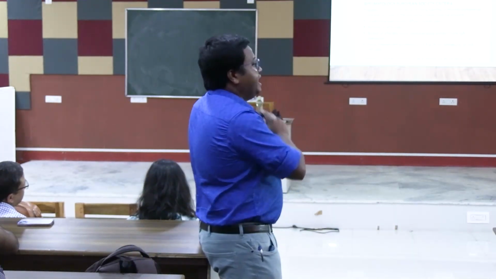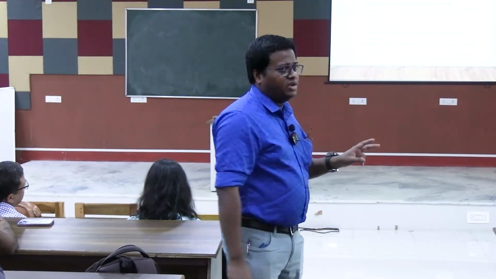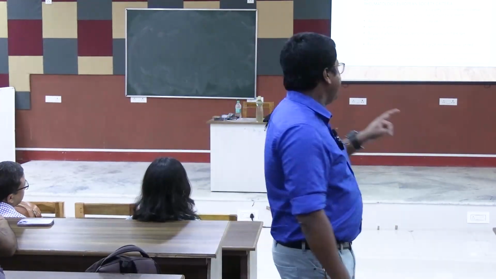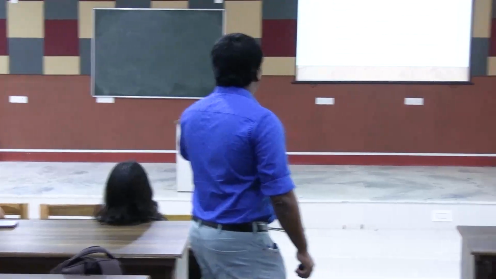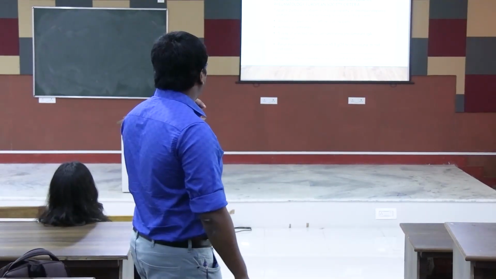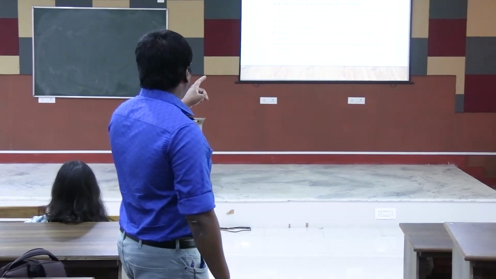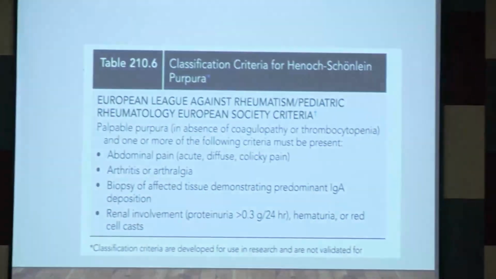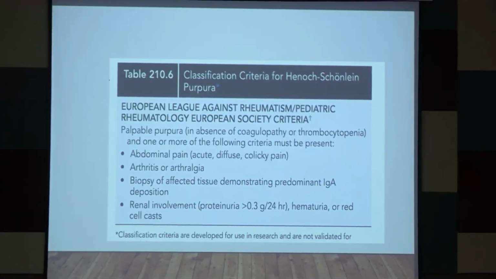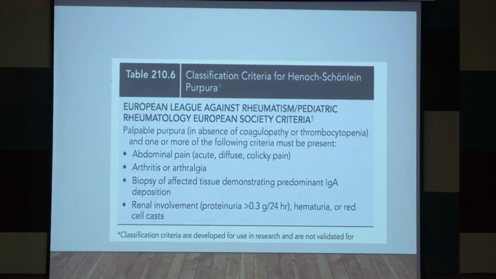Okay, so it is a classification criteria. Only two things are required, that is a palpable purpura and any one feature among these. It can be abdominal pain, the GI involvement, arthritis or arthralgia, biopsy of affected tissue showing IgA deposition, and the renal involvement in the form of proteinuria of at least 300 milligram over 24 hours.